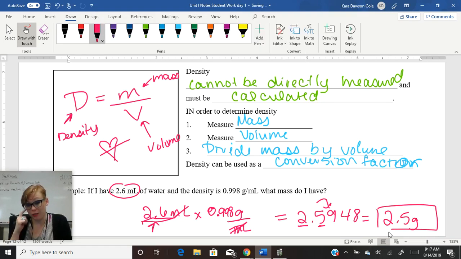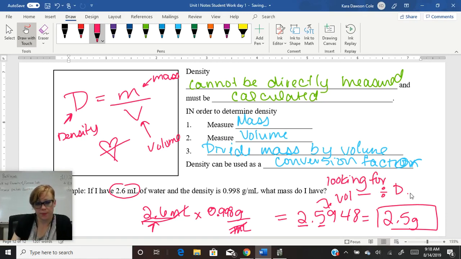Now, if I were looking for volume instead of mass, I'm going to divide by the density. So that is density. And that is all of the notes for this unit.